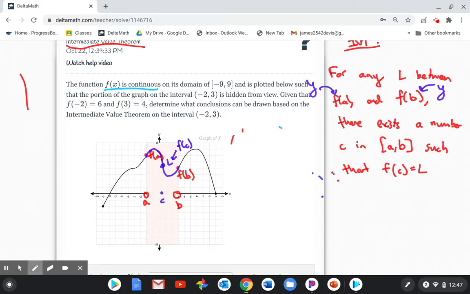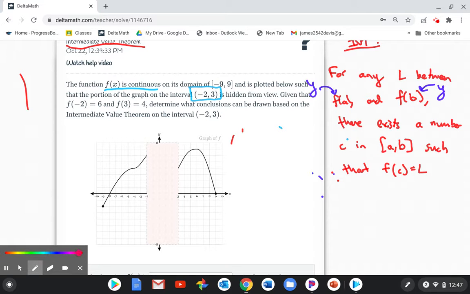All right, and we have a plot of it here. I'm going to delete this stuff. The portion of the graph is the interval -2, 3. So this is actually the interval we're going to be talking about here, -2, 3. Think of this as your A, and this is your B.